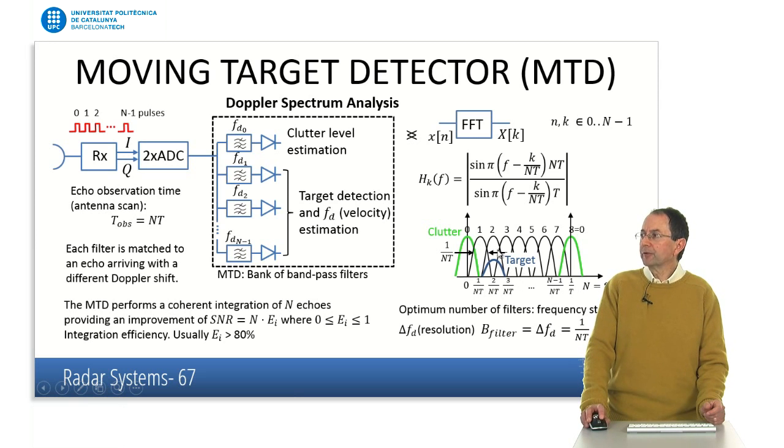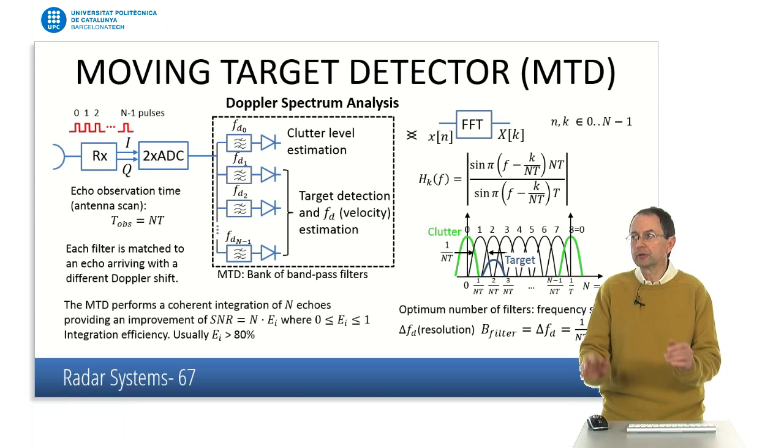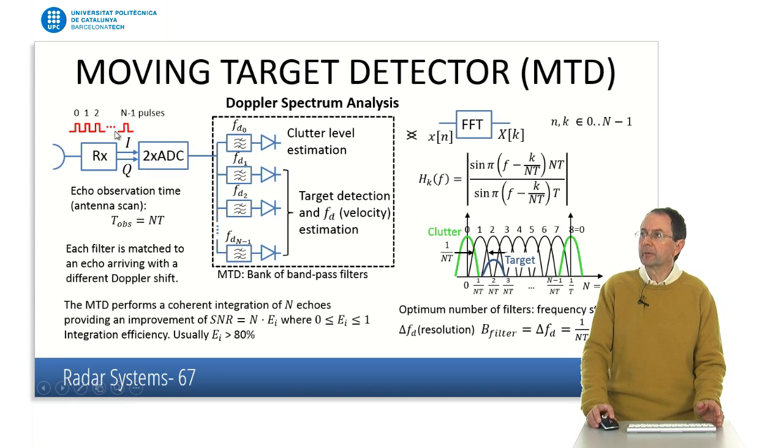Now, the width of one of these filters depends on the Doppler resolution we can obtain. And the frequency resolution is inversely proportional to the observation time duration. So if we have n pulses available from our radar, our time of observation is just the product of n multiplied by the period, T. So the inverse of this amount, which can be in the order of 10 Hertz, 20 Hertz, or 100 Hertz, depends on the radar design, the number of pulses and the period of repetition of the pulses.